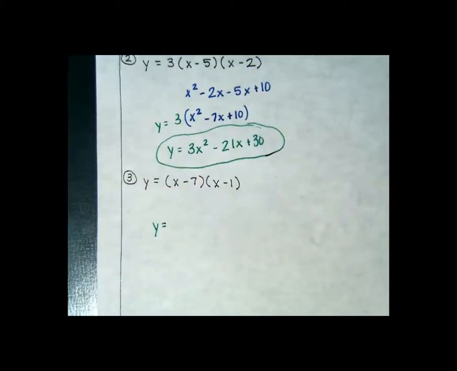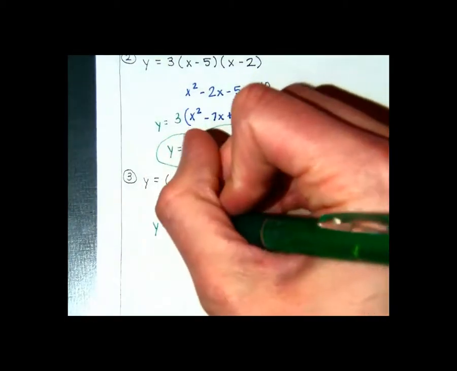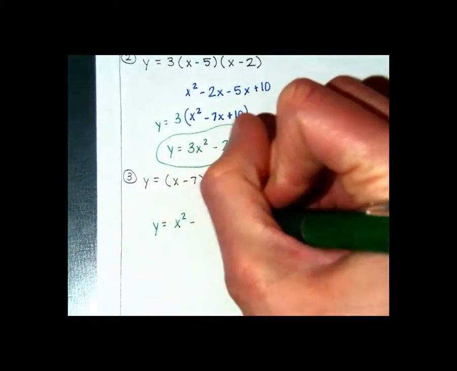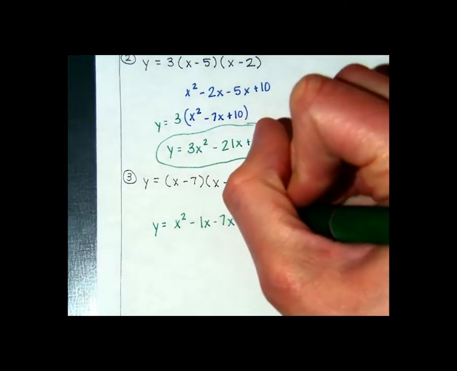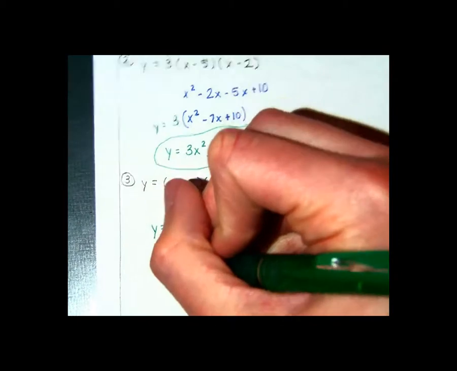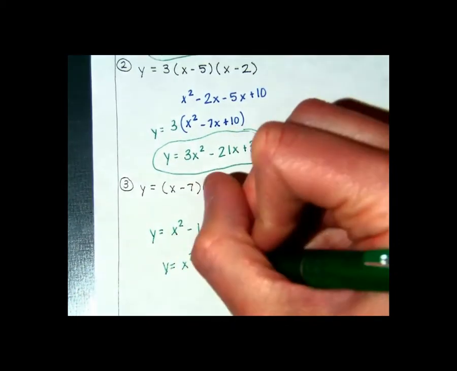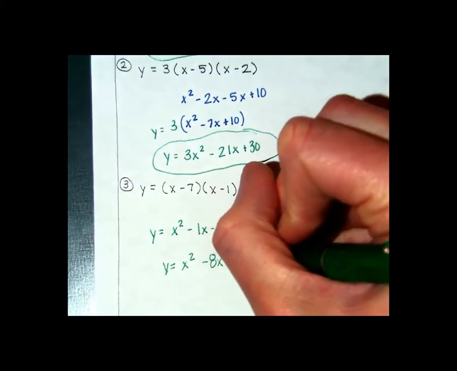What did you guys get when you multiplied the binomials? Minus 7x, and then what? Okay, and combining got you what? Plus 7.